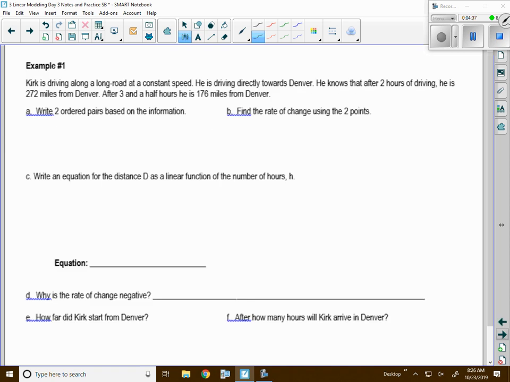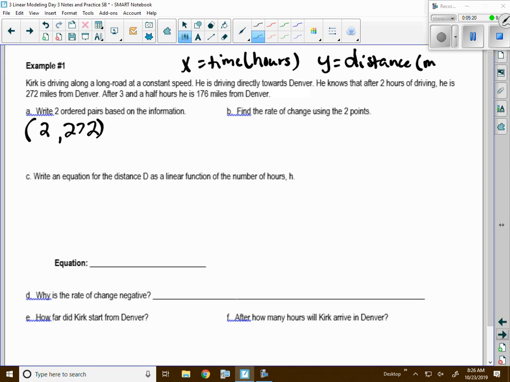Okay. All right, example 1. Kirk is driving along a long road at a constant speed. So if he's going at a constant speed, what type of graph would we have? A linear graph or a straight line. He is driving directly towards Denver. He knows that after 2 hours of driving, he is 272 miles from Denver. So when we're writing our ordered pairs, 2 and 272 would be one ordered pair. 2 hours, x is time. Okay, and y is distance in miles.